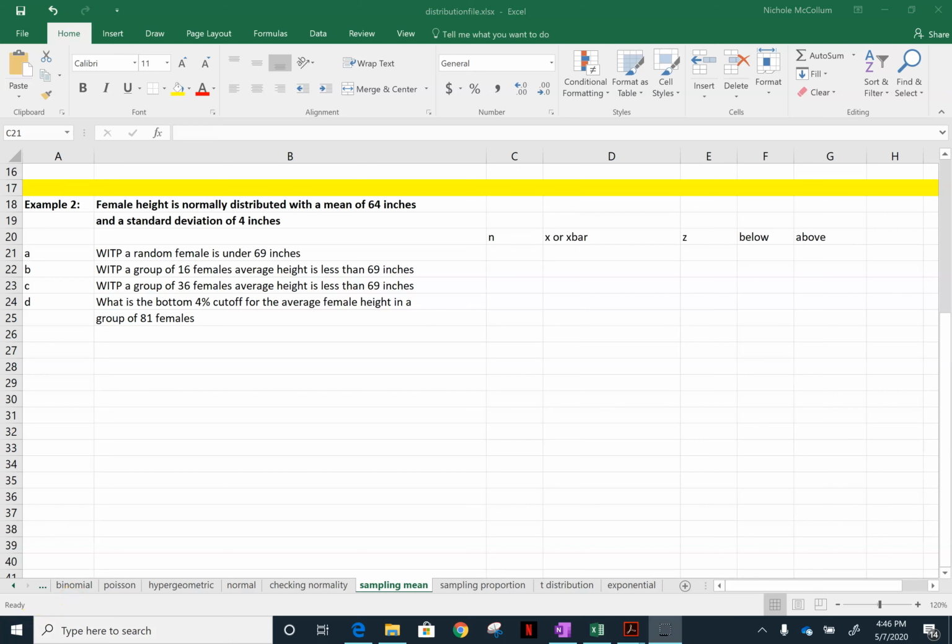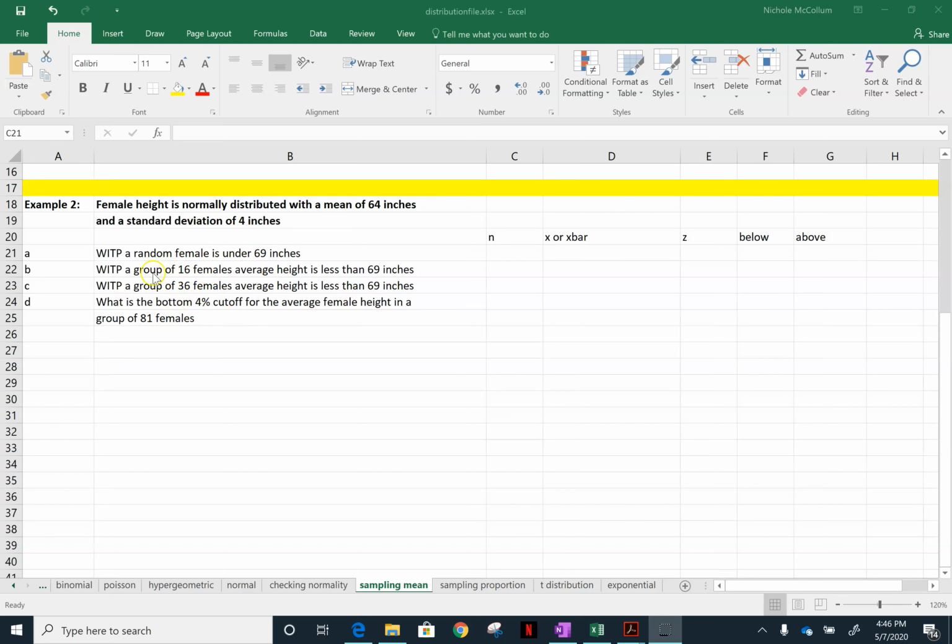To answer these questions, you really should follow step by step, draw a picture, and go through the steps. Because it's our second example, I'm going to speed it up by utilizing Excel. So if somebody said, what is the probability a random female is under 69 inches? Well, I need to know, is female height normal? It is? Then that's awesome. I don't have to show anything as normal because I already know it's normal. That means all group sizes are welcome.